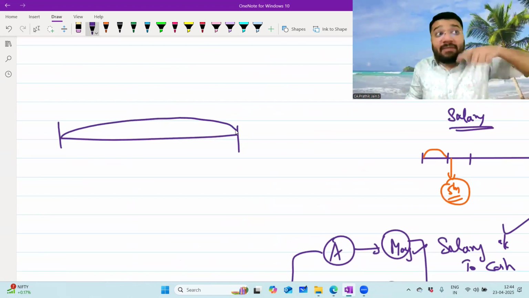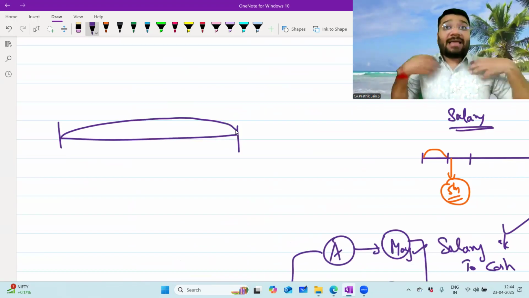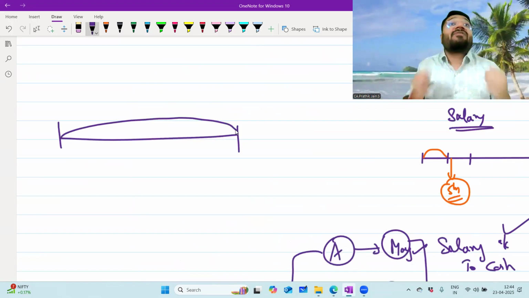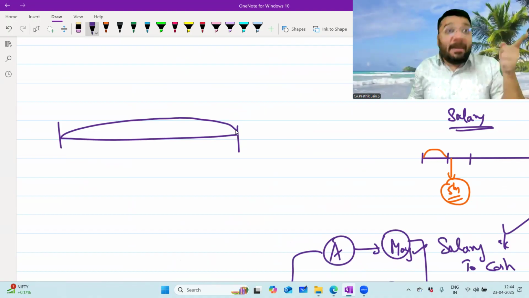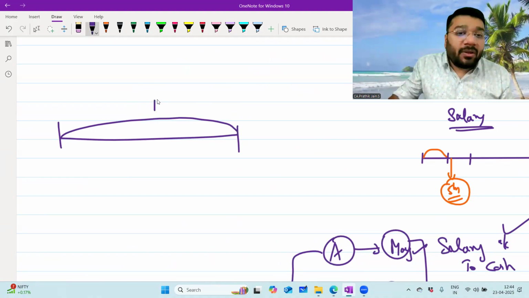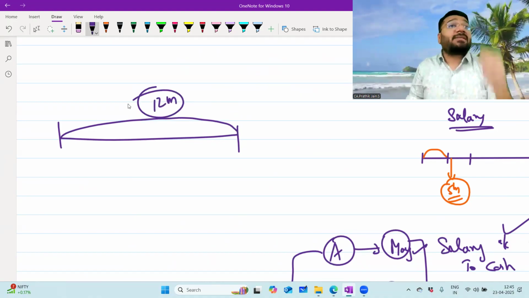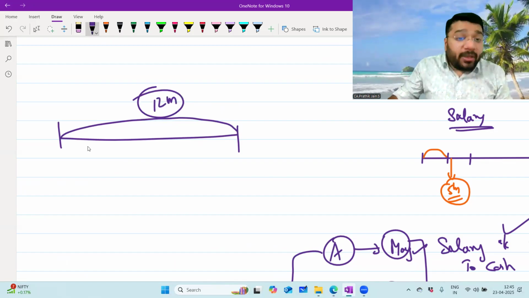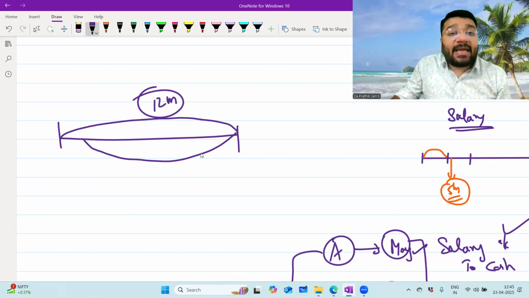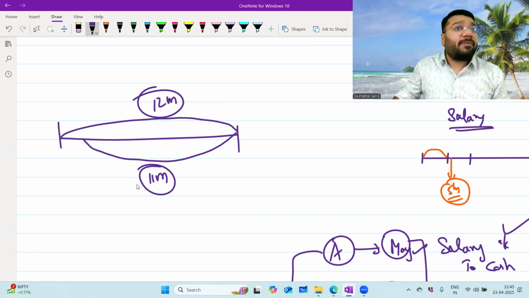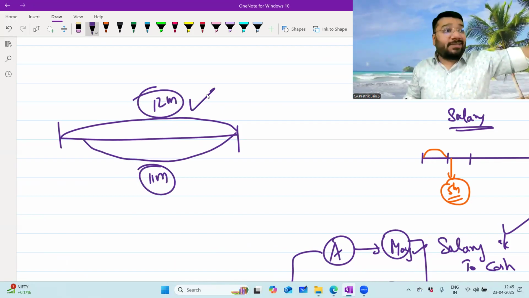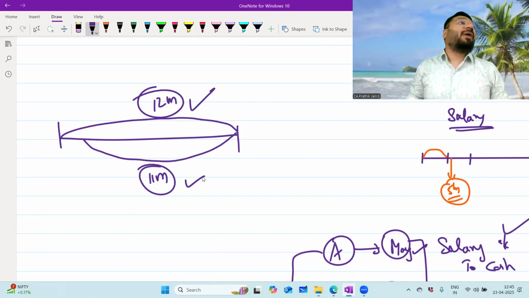So as an employer, I got the service from my employee for how many months? April to March, 12 months. So I received the benefit for how many months? 12 months. But when you did the accounting, you recorded the salary expenditure for how many months? 11 months. Benefit received for 12 months. Expenses recorded for 11 months.